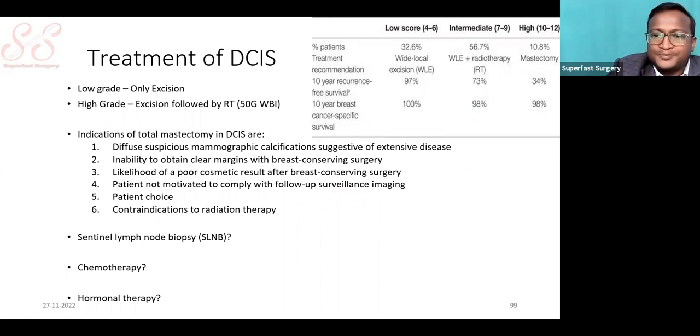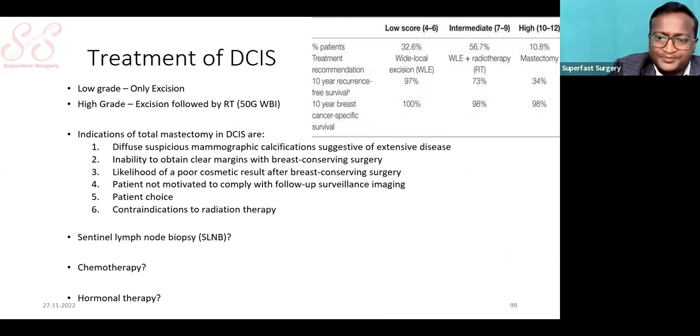Okay, so we need to take this into the picture. The incidence of lymph node metastasis is less than 5%, because there is no invasive component. The cancer has not infiltrated the basement membrane, so the chance of lymph node metastasis is less than 5%. And the chance of distant metastasis is much less, less than 1%.